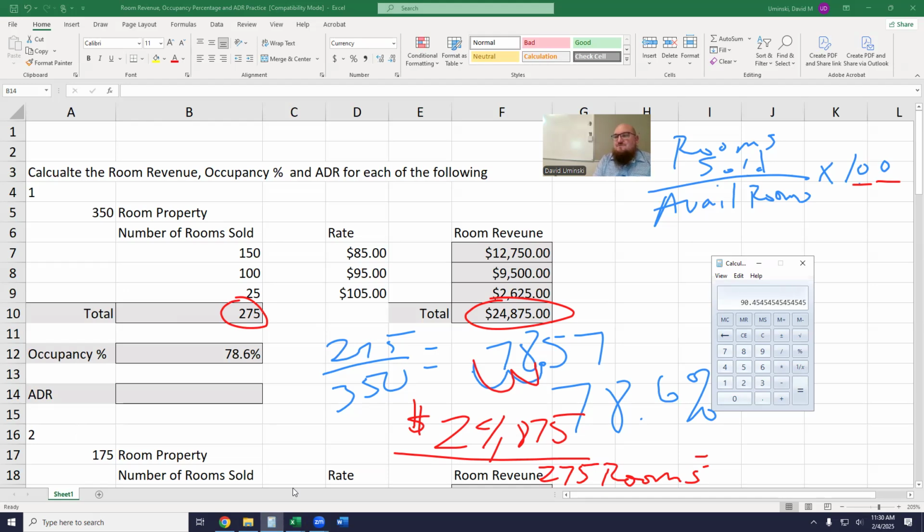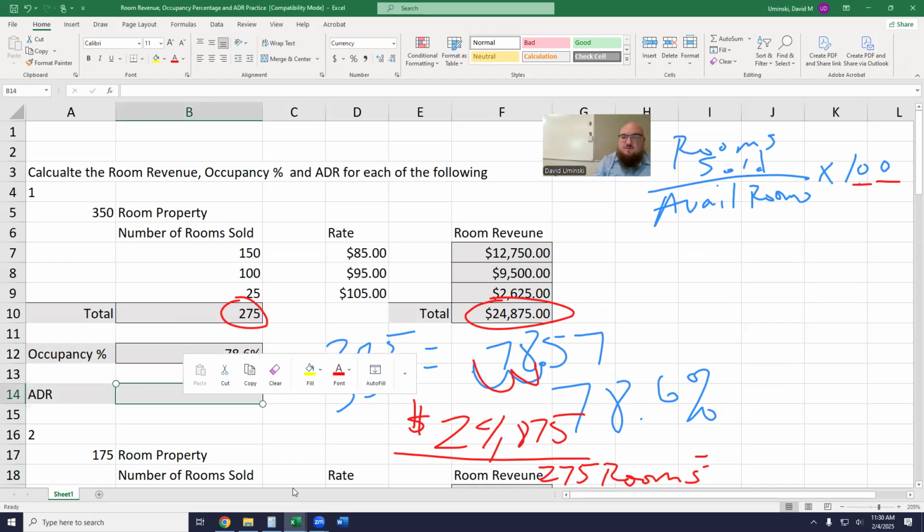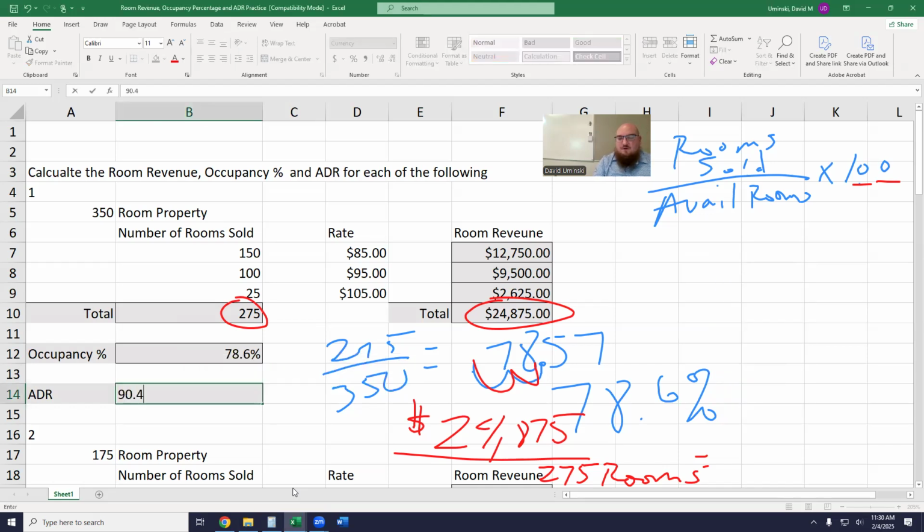And we have an average rate of 90.454545 repeating, okay? So we're going to use regular rounding rules, 90.45. If that third decimal is 5 or above, then you go ahead and round it to the nearest penny, not the nearest dollar. So 90.45. Questions about how we found this information?